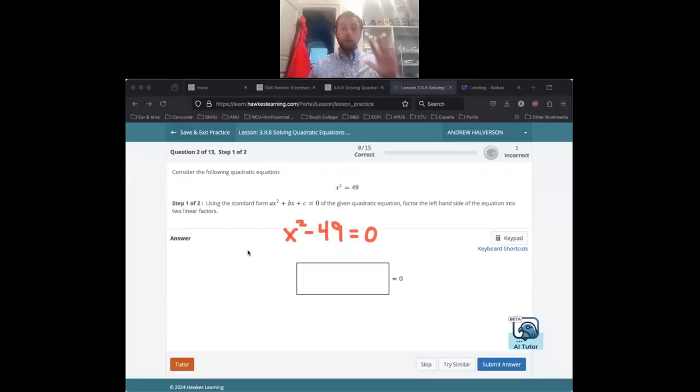So remember the methods for factoring. This is a good review. The GCF you always look for, but the other methods, remember what the other methods are.